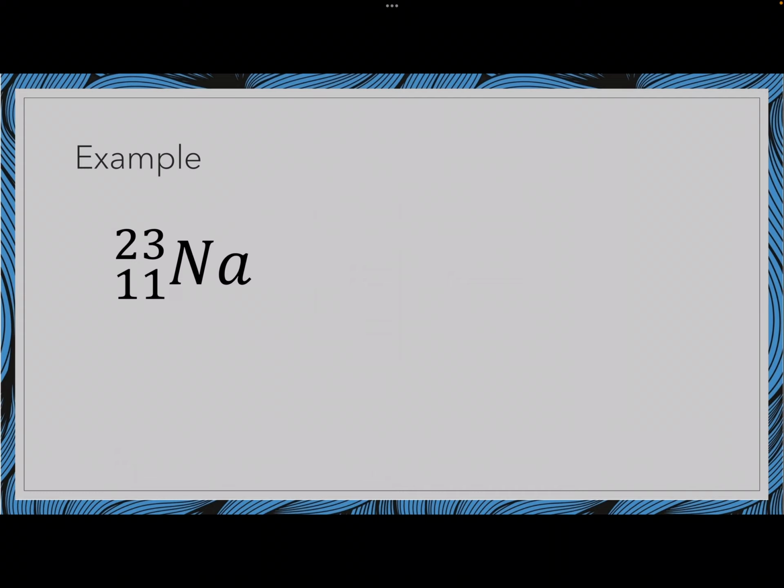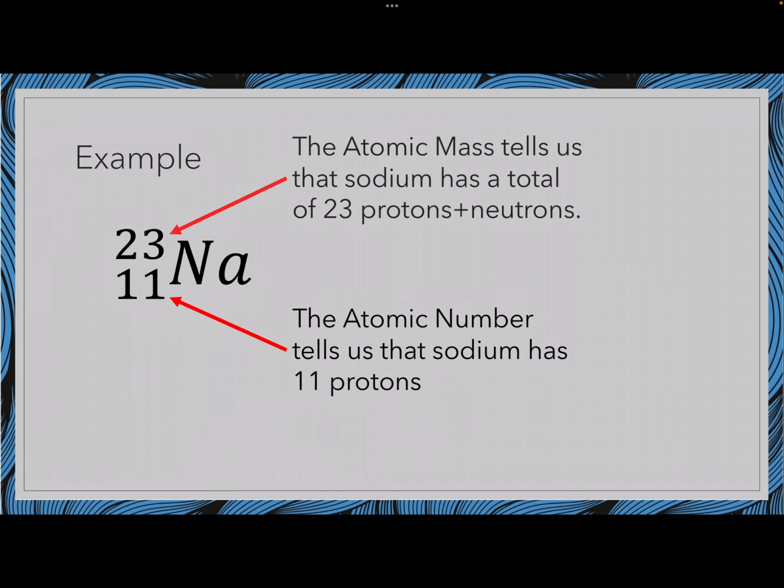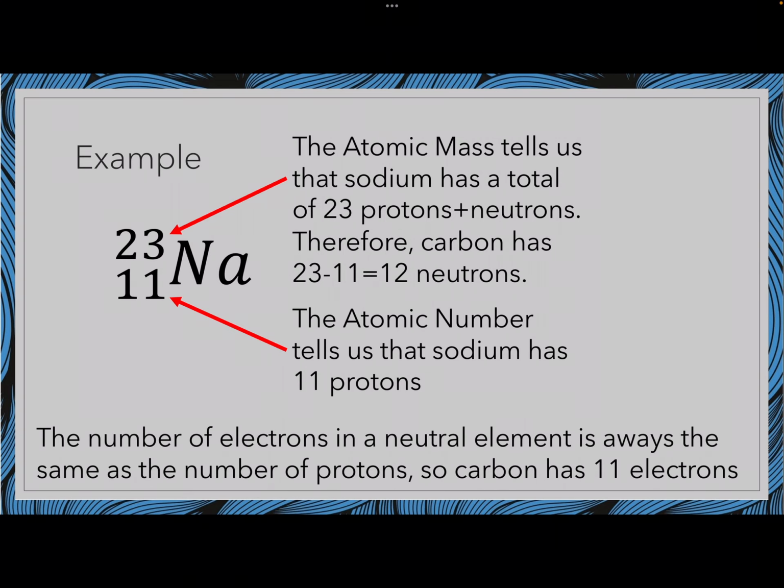Let's have a look at sodium. We have an atomic number at the bottom of 11, which tells us that sodium has 11 protons. Looking at the atomic mass, sodium has a total of 23 protons plus neutrons. So if we take 11 from 23, it leaves us with 12 neutrons. And again, there's no charge on this one, so the number of protons equals the number of electrons, which is 11.